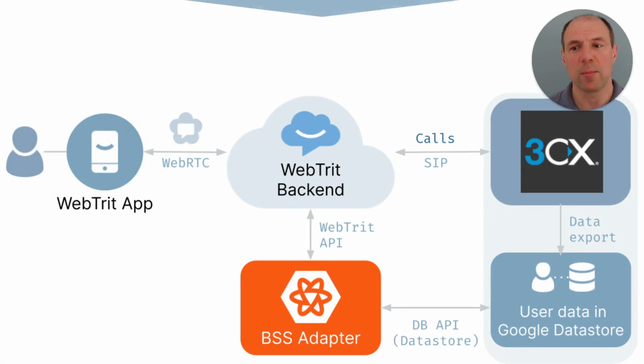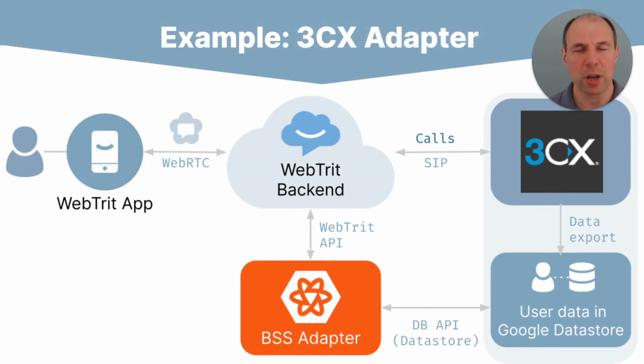And in our example, we'll do some real implementation. We'll connect WebTrit to a 3CX PBX system. It's a popular PBX system with a lot of functionality on the call handling side. Unfortunately, it doesn't offer a proper API to retrieve information about extensions and their passwords. So the solution we're going to use: there is a native functionality in 3CX which allows export of extension information with all the information we need.